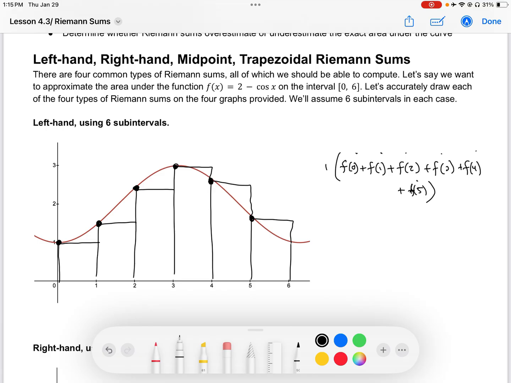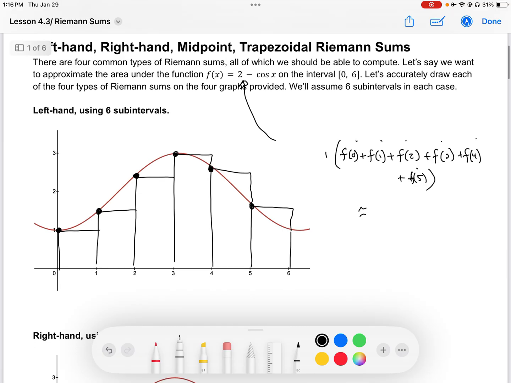Now you might say, well, what is f of 0? Well, of course, I could plug 0 into this function to get that actual value. You can see that it's actually 1. I'm not going to plug in all of those things at this point, but we definitely could, and we get an approximation for the area under the curve from 0 to 6.